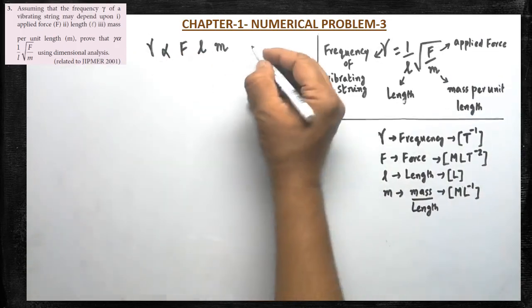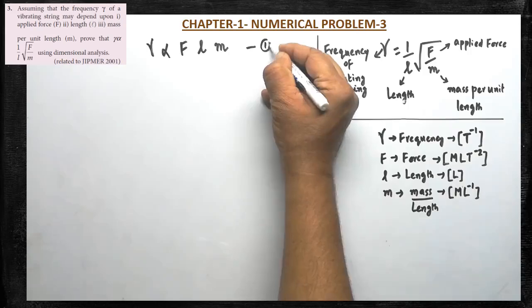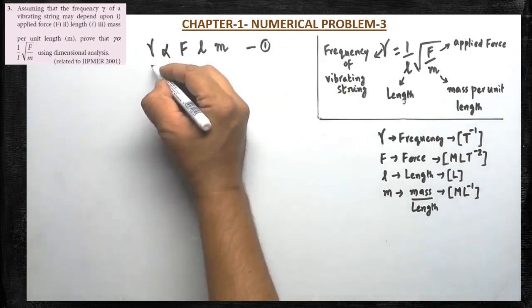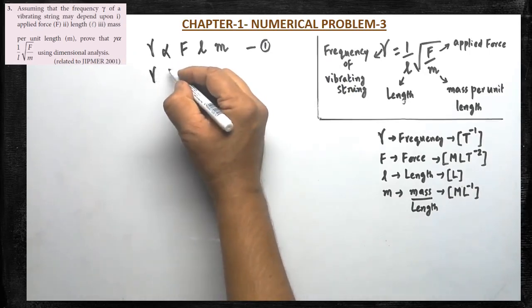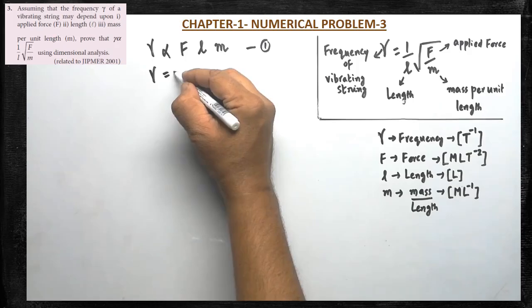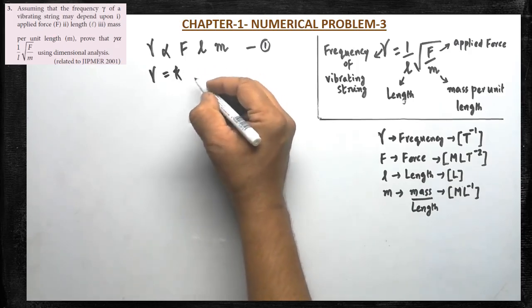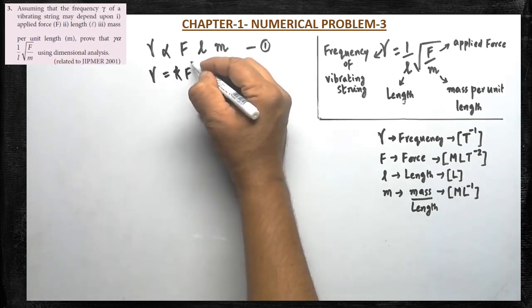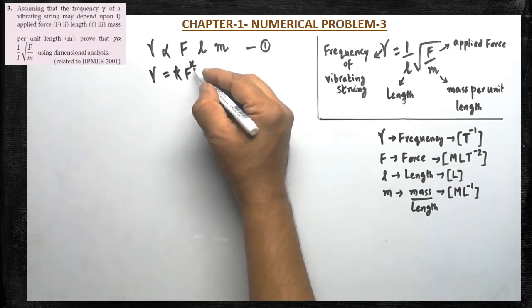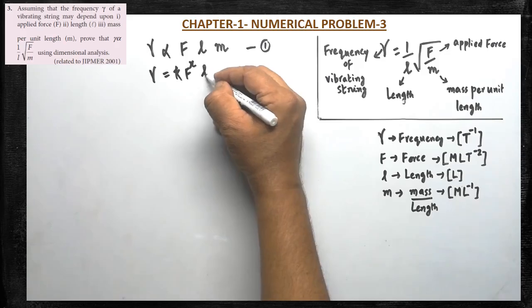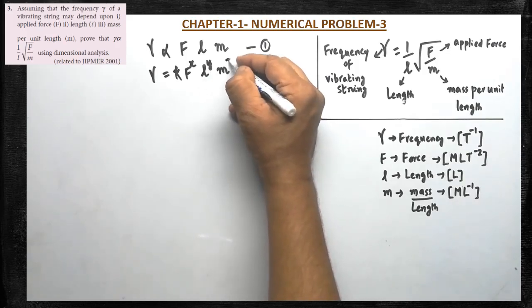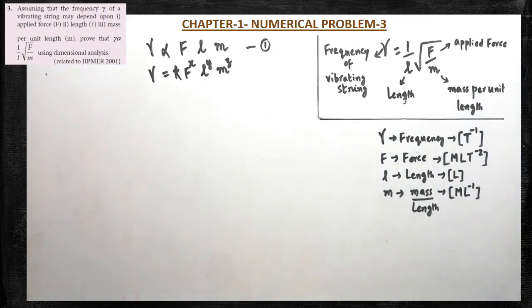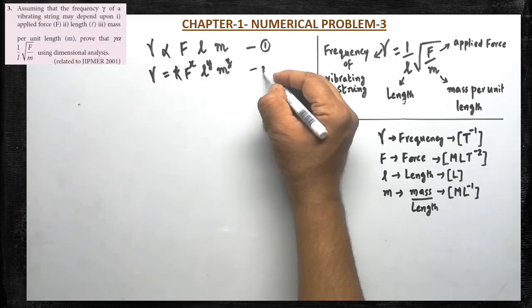This is the first step. Therefore we can write it as 1. I am going to write the second step. How to write the second step? Nu is equal to k, a constant, so that both sides are equalized. Here you have to write the powers. For F, the power is x. For L, you have to write the power y. For m, you have to write the power z. So this is the second step.